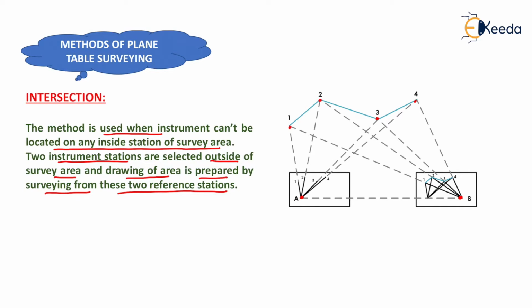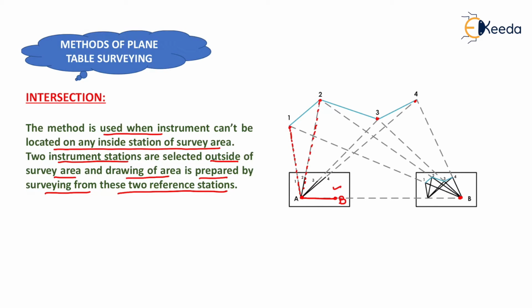We can measure distance AB, and we will plot this distance AB on our sheet. Now placing the plane table on station A, we can sight survey station 1 and we will draw a ray here. Similarly, we will sight station 2 and draw a ray here, similarly 3 and similarly 4. Now in our plane table sheet, only this much drawing is drawn.